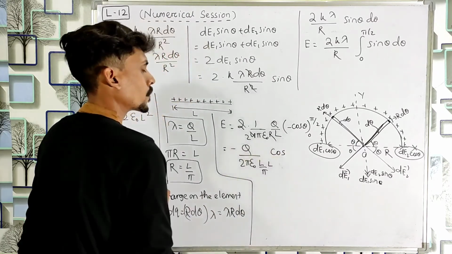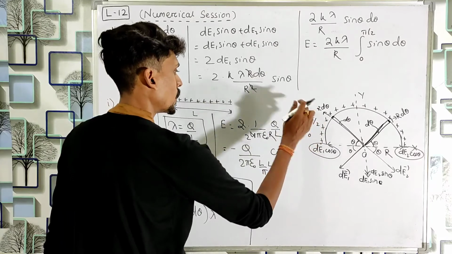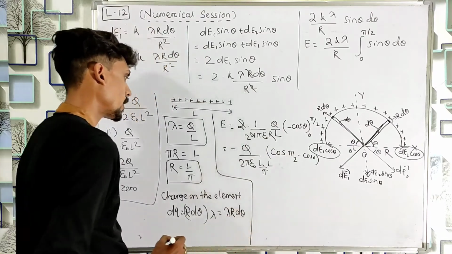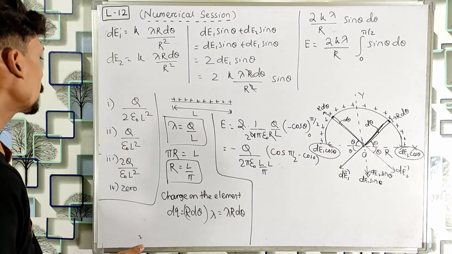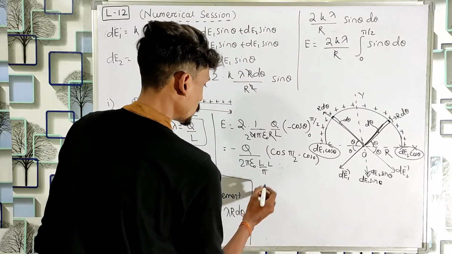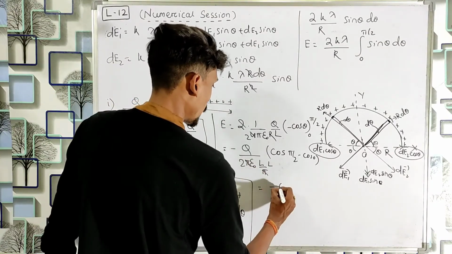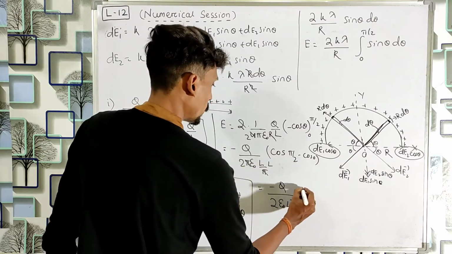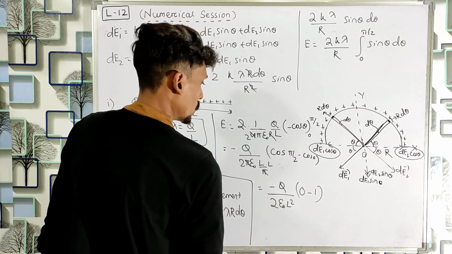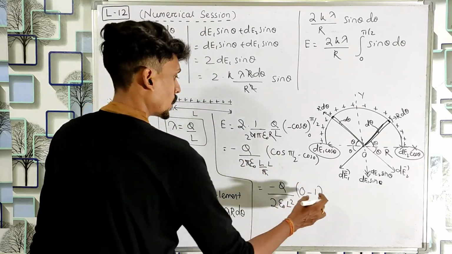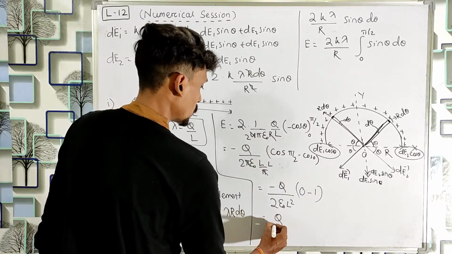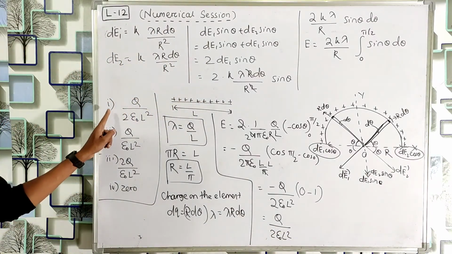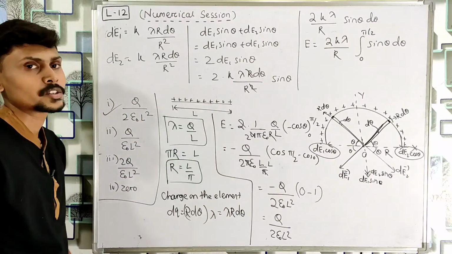and cos theta, the limits are 0 to pi by 2, so it will be cos pi by 2 minus cos 0. Okay, so this will be equal to how much? Here pi and pi will cancel, so you get minus q divided by 2 epsilon naught L square, times cos pi by 2 which is 0, minus cos 0 which is 1. So 0 minus 1 will be minus 1, and minus 1 into minus q will be plus q. So the answer will be q by 2 epsilon naught L square. So the first option is the correct one.